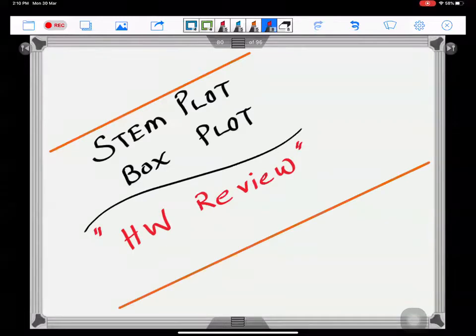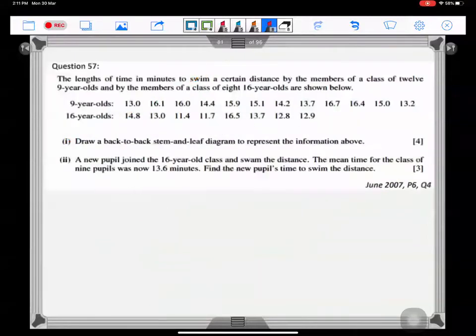Now, most of the queries were basically about how to draw the stem plot. Basically, it was about choosing the key. Let's look at the first question. Question 57, June 2007, paper 6, question 4.